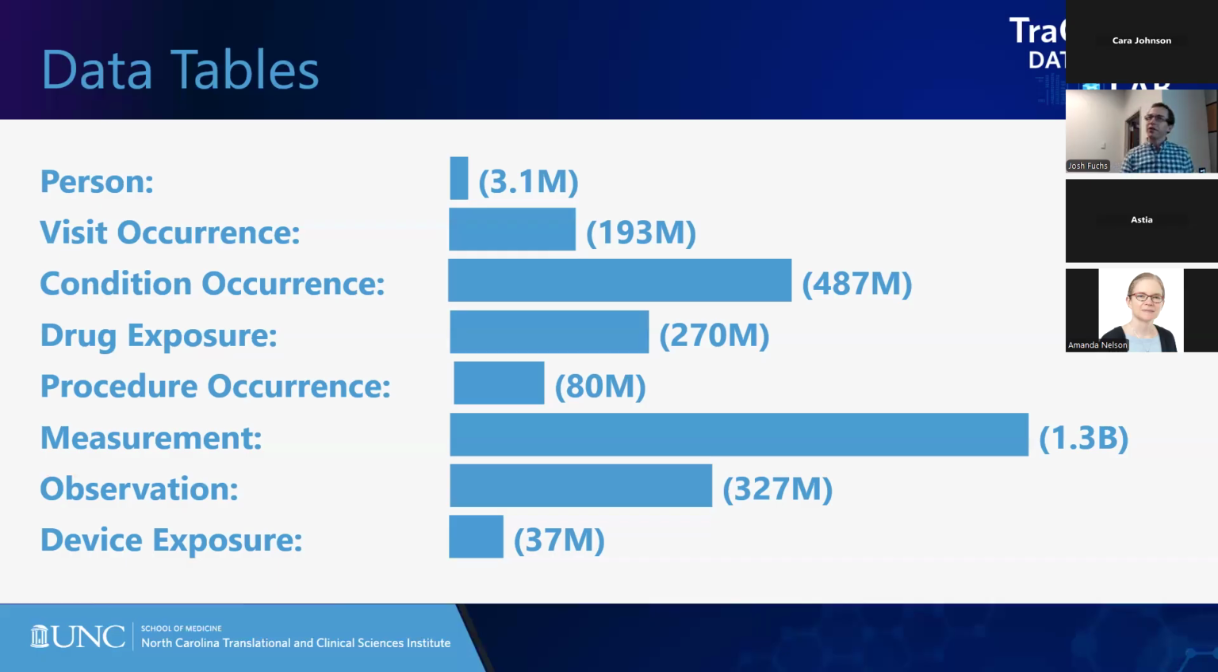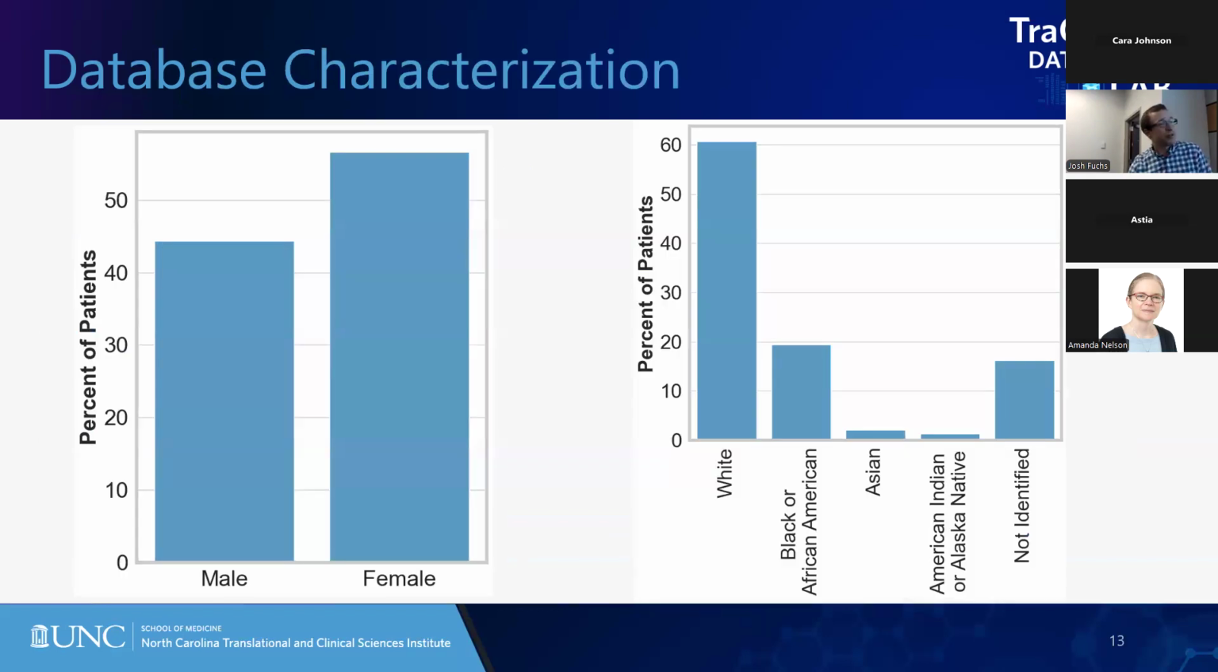To give everyone a better sense of what this database looks like, I'm going to spend the next few slides breaking it down at a high level along a couple of different axes. So first, we can just look straight at demographics. Roughly 45% male, 55% female. Roughly 60% identify as white, just under 20% Black or African American. These demographics roughly match the population of North Carolina as a whole.